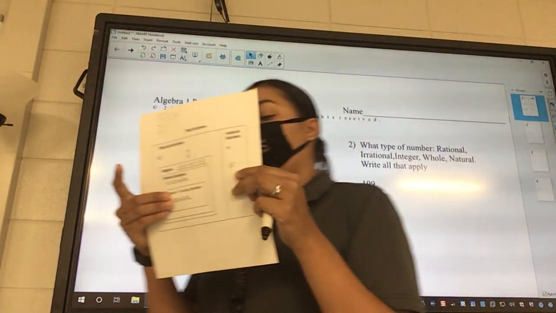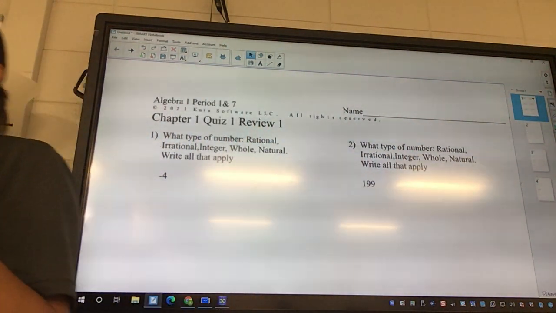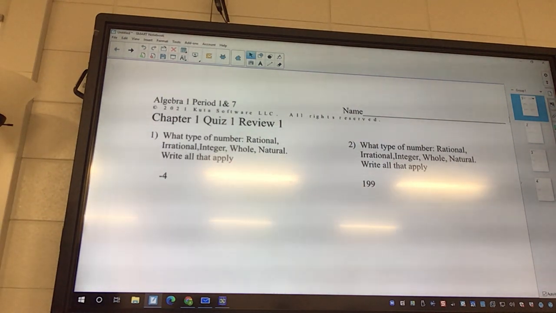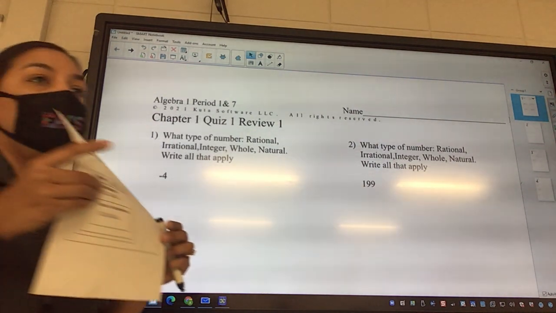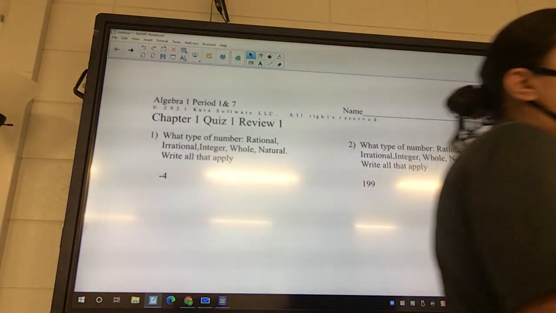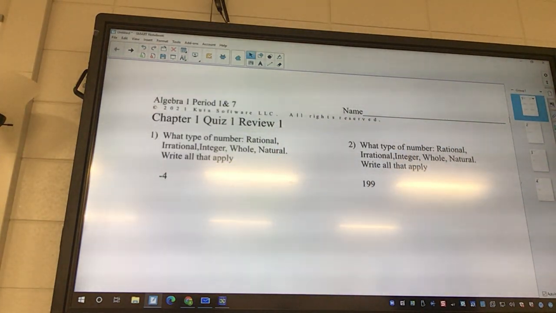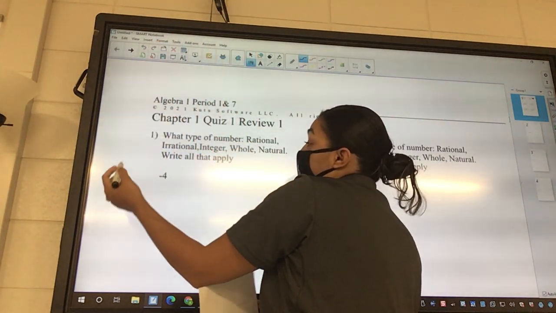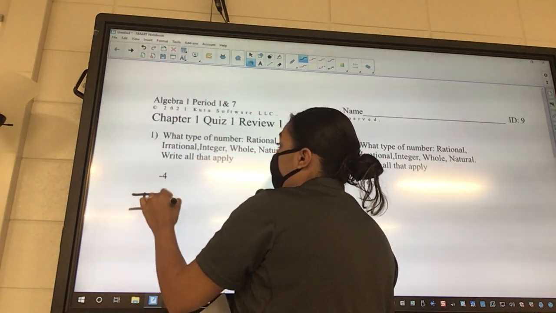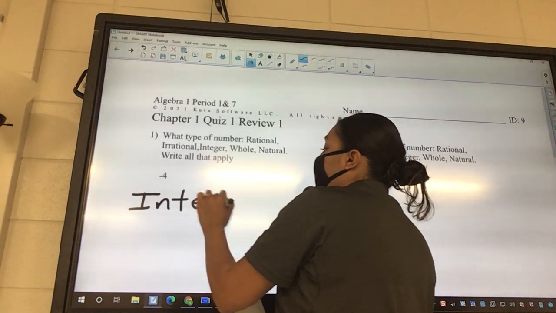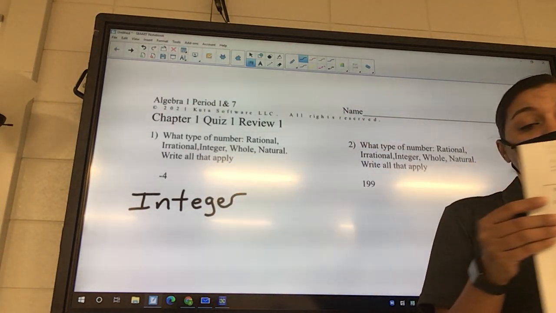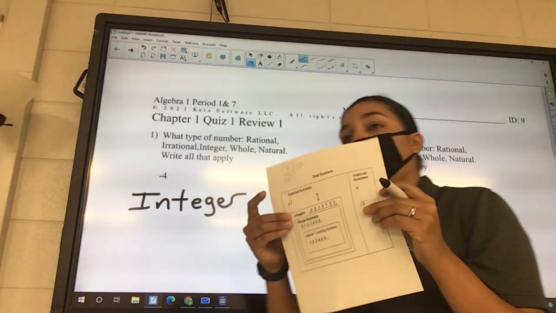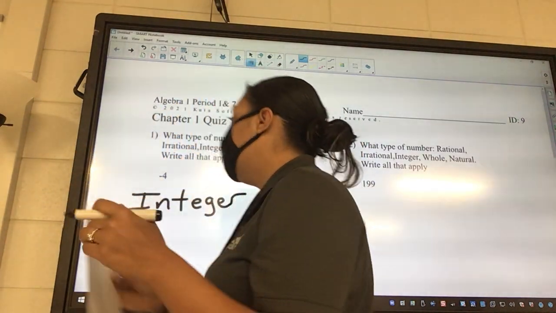So is -4 a natural number? No, okay, naturals are all just positives. Is it a whole number? No, whole numbers got all the positives and 0. Is it an integer? Yes, okay. And on your quiz, you're going to need to write that out, okay? Integer. Okay, and then we keep checking, okay? Once we answer yes, then everything above it is a yes. So yes, it's also rational.